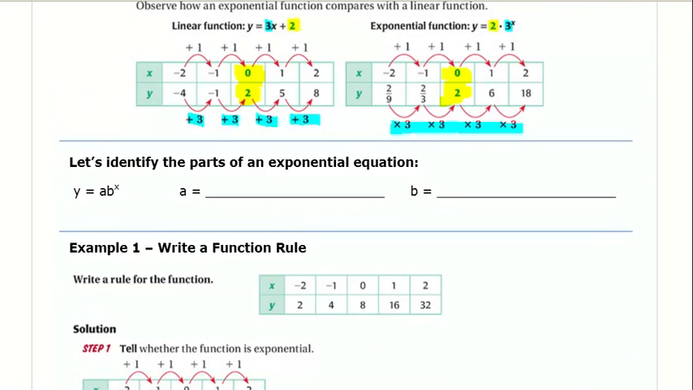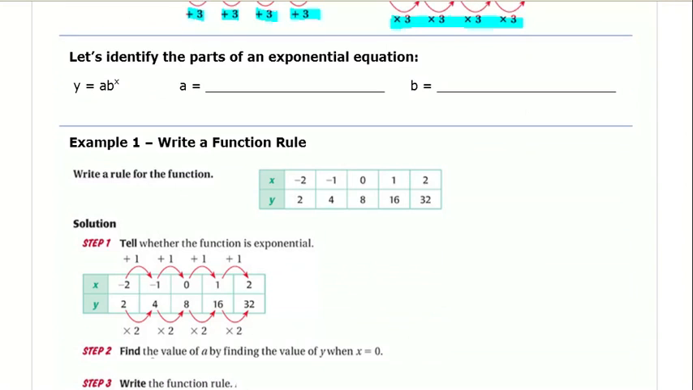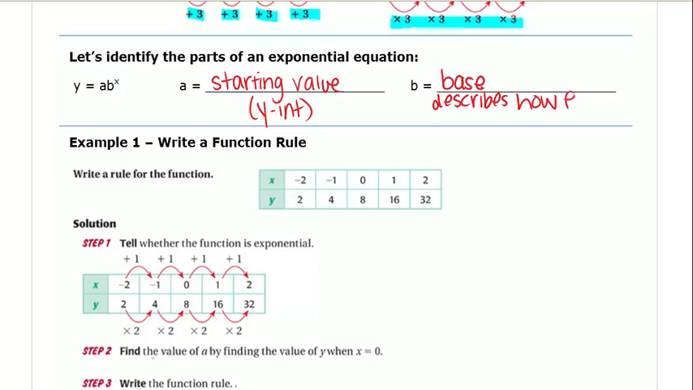So if I identify the parts of an exponential function, we said a, that's that starting value. You might also think of that as the y-intercept still, but it's going out front this time. The b is the base. And that's going to describe how the function grows. So a out front is the starting value, b the base, tells you how quickly it grows.